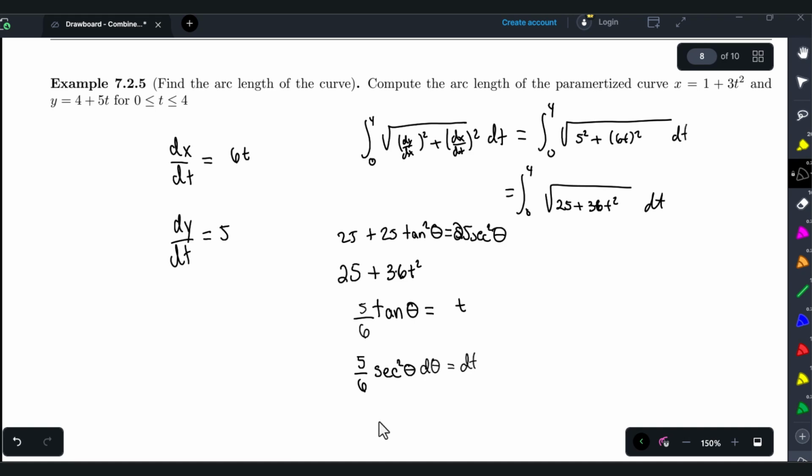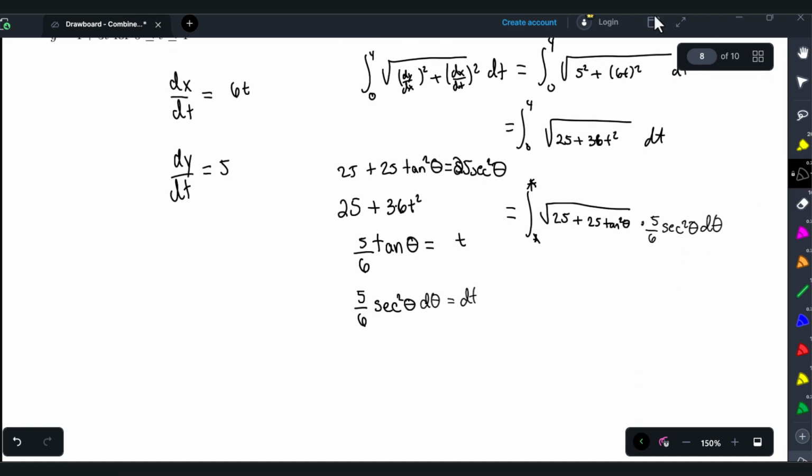But if you're going to do the substitution, you have to find the appropriate differential substitution. So you take the derivative on the left side, and that gives you your dt. You take the derivative on the right side, and that gives you your 5/6 secant squared theta times d theta. With the appropriate substitutions, our integral looks like this now.